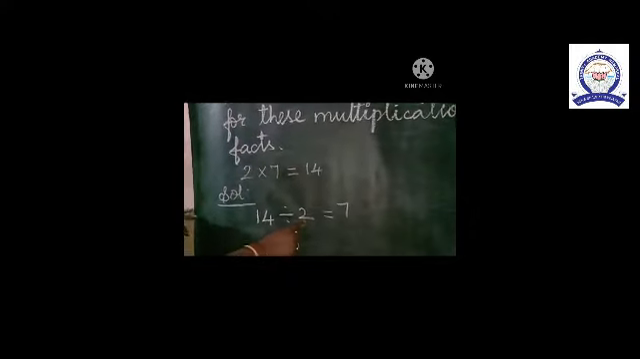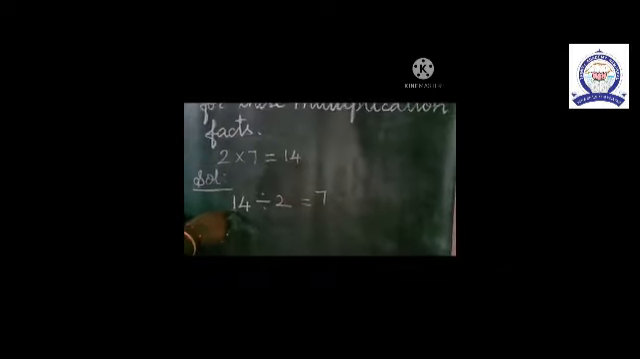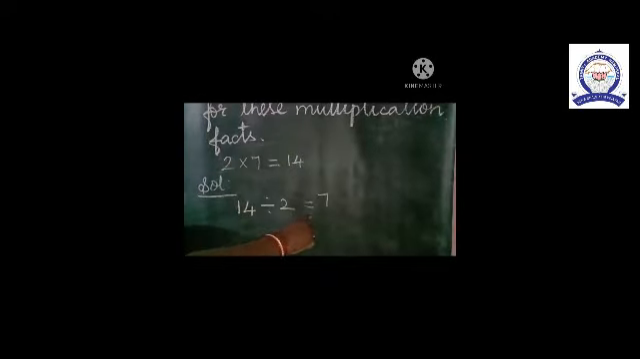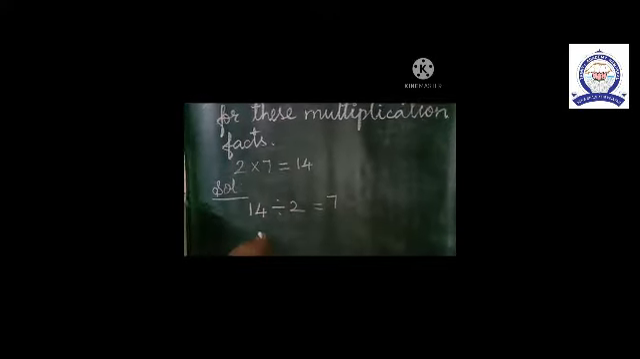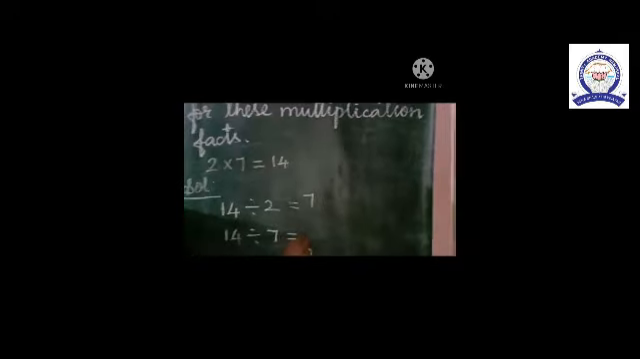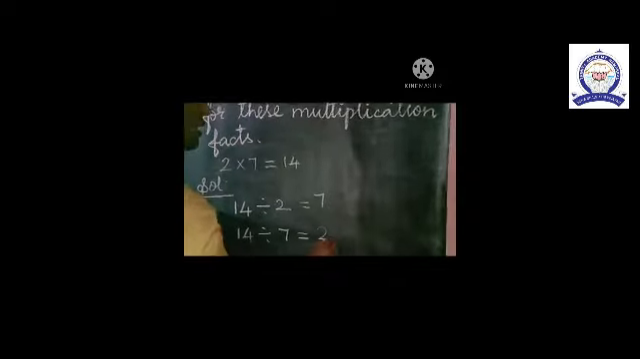You say the 2 table. 2 1s are 2, 2 2s are 4, 2 3s are 6, 2 4s are 8, 2 5s are 10, 2 6s are 12, 2 7s are 14. Okay, children? They gave multiplication facts. You write the division facts. 14 divided by 2 equal to 7. Another division fact is 14 divided by 7 equal to, you say the 7 table, 7 1s are 7, 7 2s are 14. We get the answer 2.